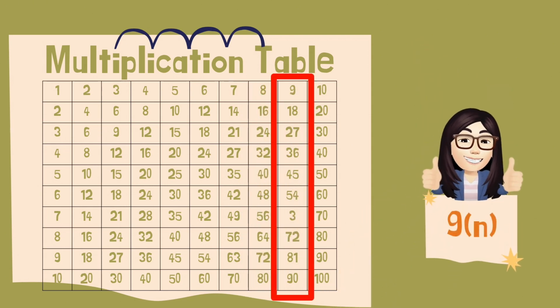How about if that is 9, 18, 27, 36, 45, 54, 63, 72, 81, 90? This time, the pattern adds 9 to the next term. So we can use the nth rule, 9 times n.